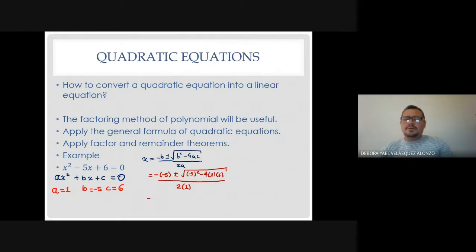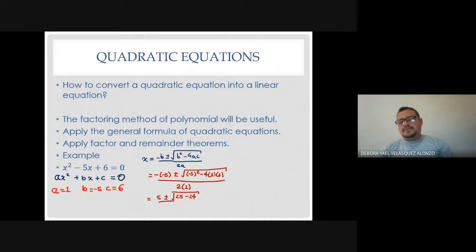So let's see how we can solve that one. At the end, we're gonna have a positive 5, plus or minus. Inside the root, we have the result of negative 5 squared, which is 25, minus 4 times 1 times 6, which is 24.